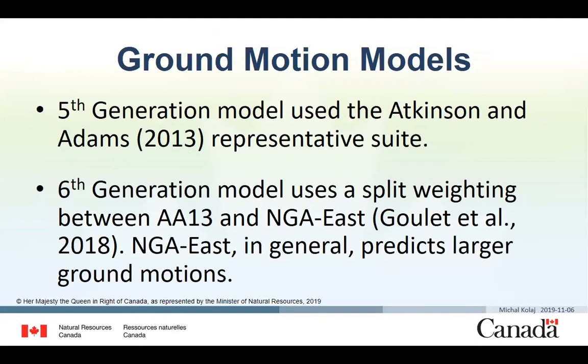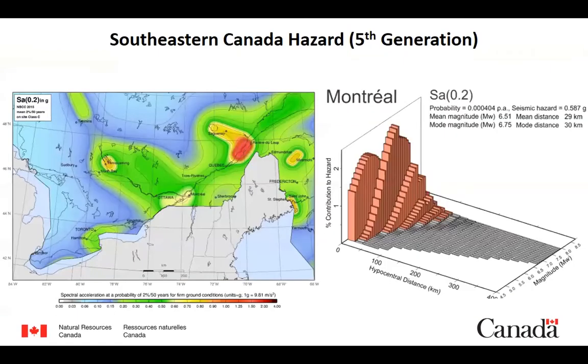So in the 5th generation model, we use the Atkinson and Adams representative sweep ground motions. In the 6th generation model, we're doing a split weighting between the Atkinson and Adams relations and the new NGA East model that's just come out recently this year, which is a big decade-long plus project to characterize ground motions and their spread and uncertainty. And I'll be touching more on these tomorrow. But after we have both of those together, we can then estimate seismic hazard.